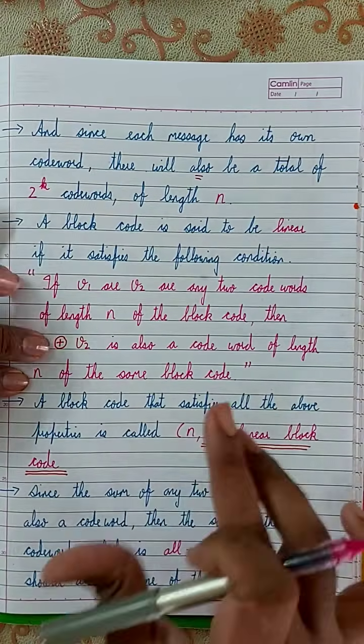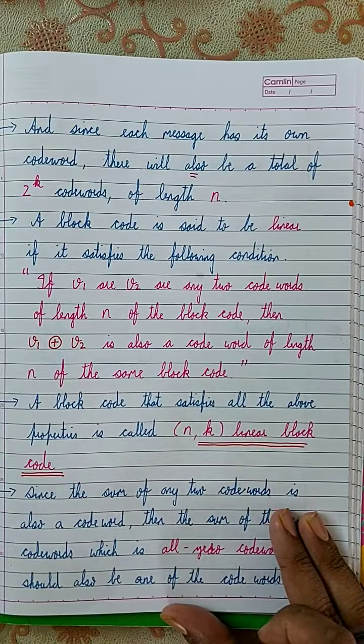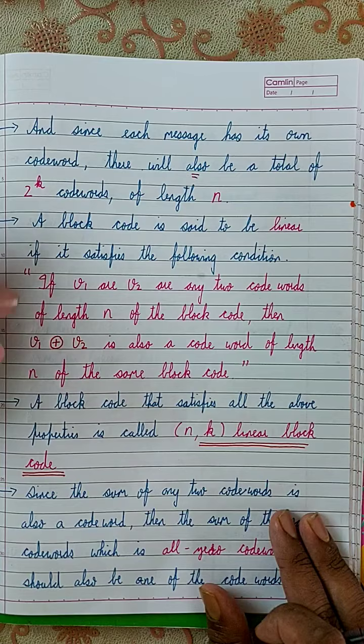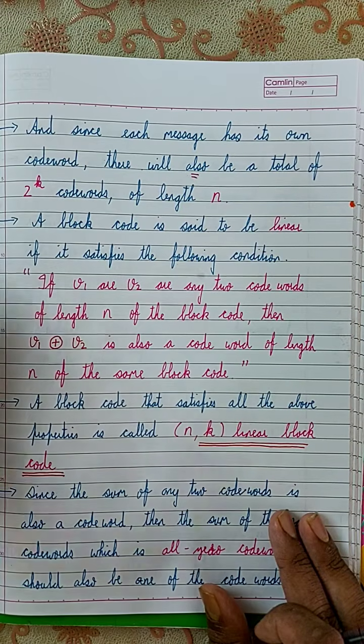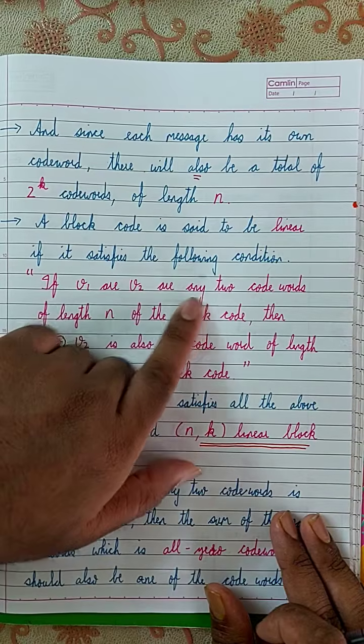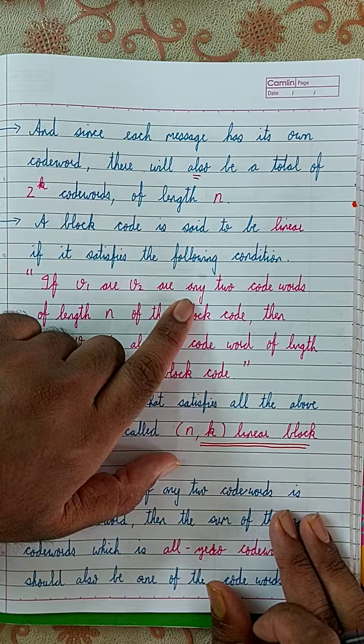Okay, I will be explaining all this using a problem so that you will understand perfectly what it means. Now, we all know this property, right? That is, if you add any two code words, the sum is also one of the code words. So they're saying that if you add any two code words, V1 or V2 or any two code words, like I said, it's an XOR function, right?